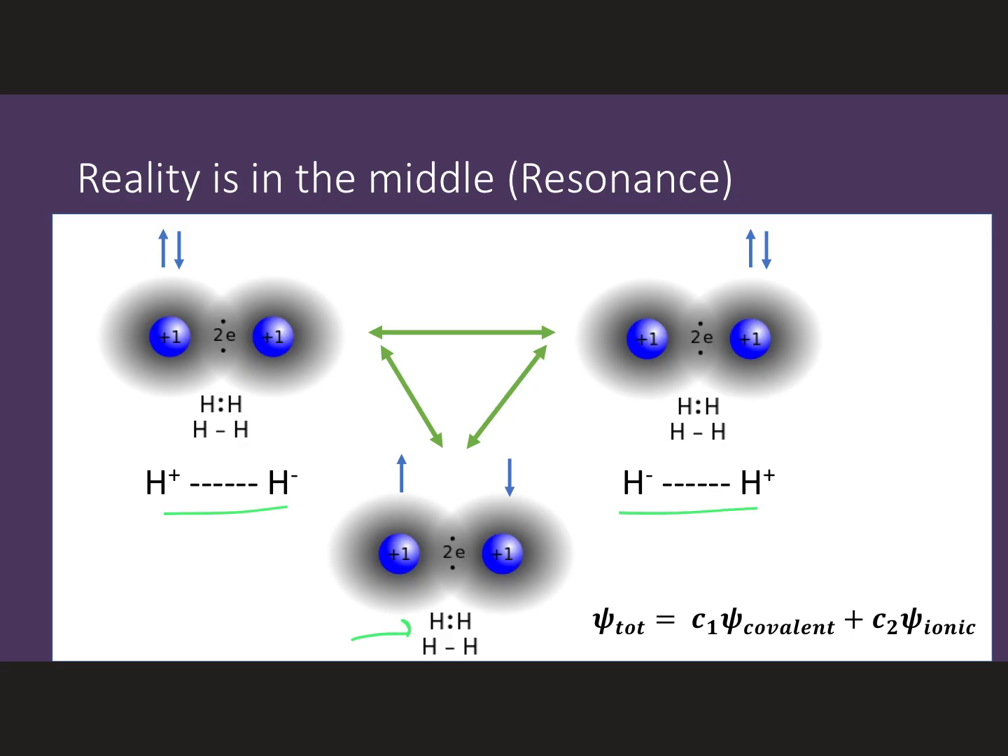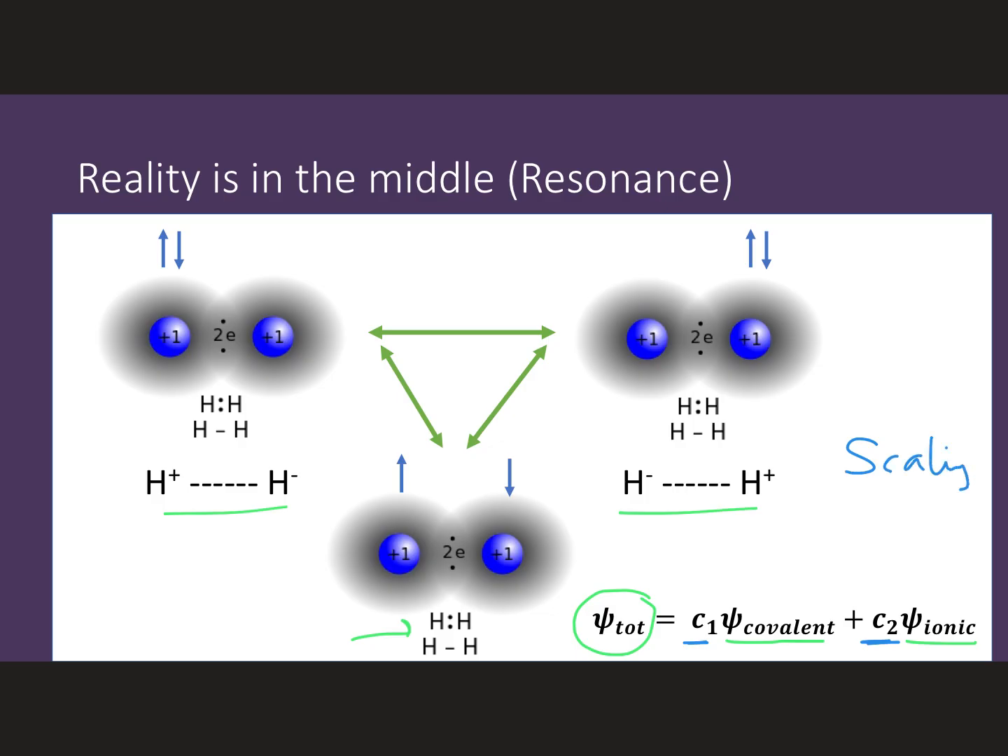So how do we deal with this overall? Again, we do that linear combination where we say, hey, the total wave function for our diatomic species is some combination of the covalent wave function and the ionic wave function. Also note that I have these C1 and C2. These are just coefficients for scaling.